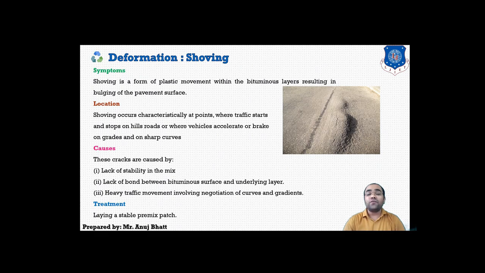The first indication of shoving appears in the form of slippage cracks, which are crescent in shape, with the apex of the crack pointing in the direction of the shove. Shoving occurs near the wheel path. As a live example, we can say the BRTS stands. At BRTS stands, you might observe that when the bus stops and starts its journey, at those particular spots you will get this shoving deformation. Now, what are the causes of such deformation?